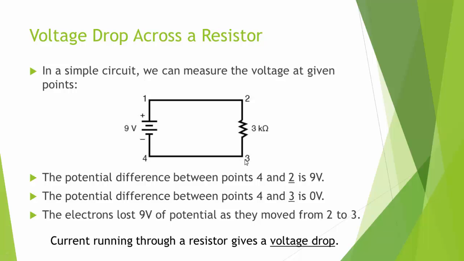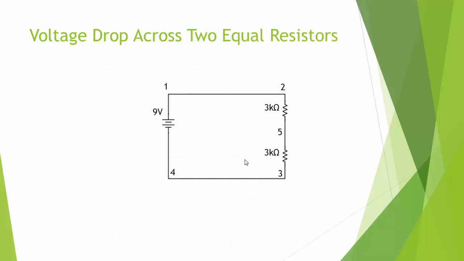And this takes us to our key concept for today. Current running through a resistor produces what we call a voltage drop. It removes energy from electrons. Now, that's all well and good and really easy to visualize if we're simply going from the full battery potential down to ground. And if we do that through one resistor, we know the voltage drop produced by that resistor is the complete potential of the circuit.